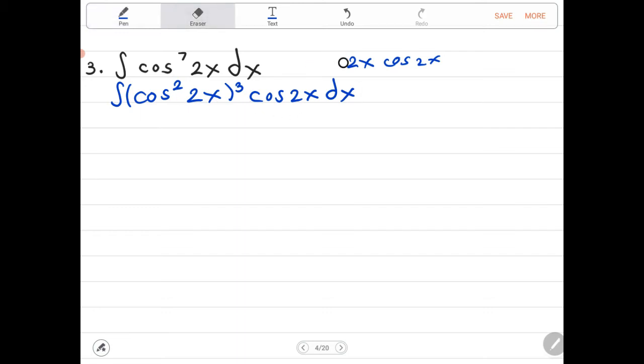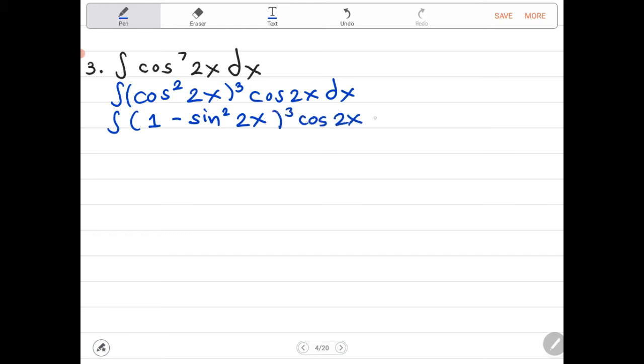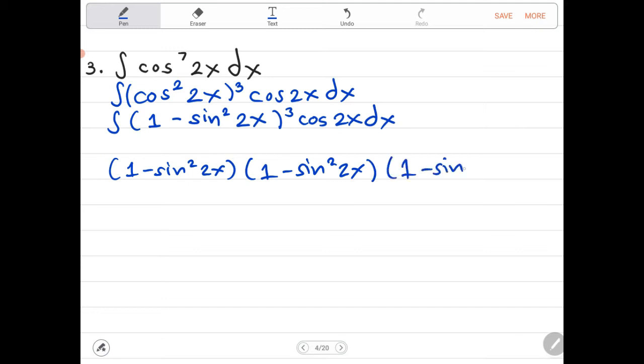Next, substitute. What are we going to substitute? We are going to substitute it by 1 minus sine squared, so that is 2x because the angle here is 2x. So that is 2x cube cosine 2x dx. We need to expand first. Cube, meaning we have 1 minus sine squared 2x times 1 minus sine squared 2x times 1 minus sine squared 2x. Let us simplify.